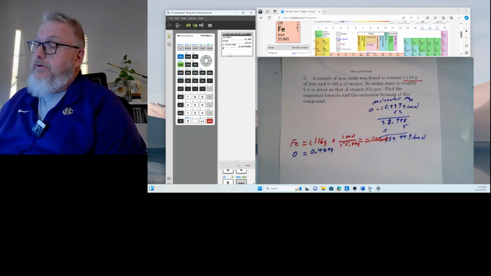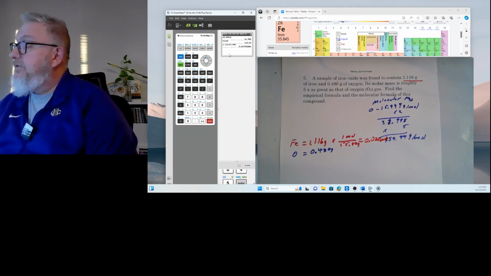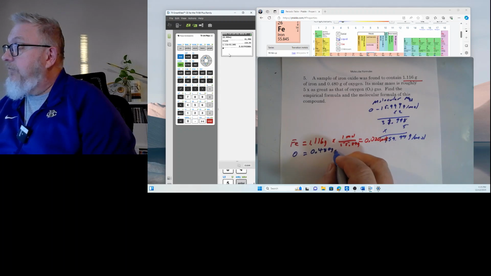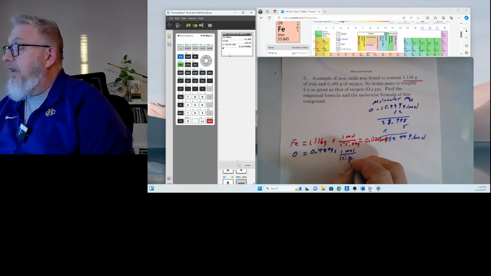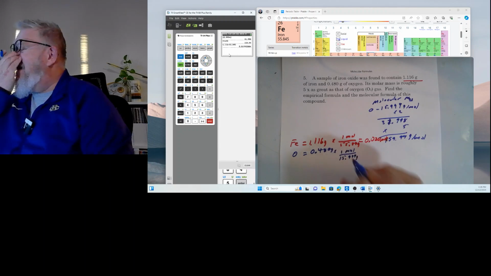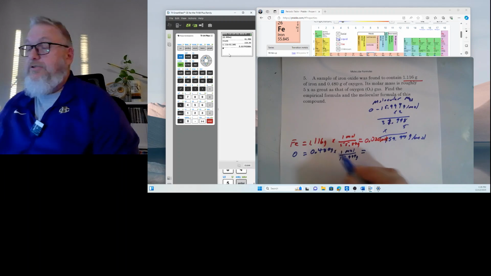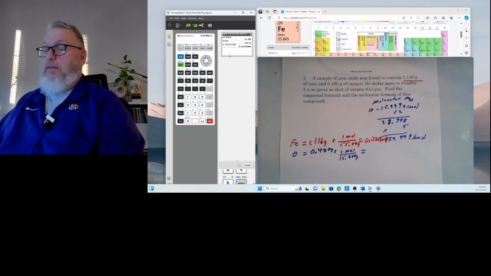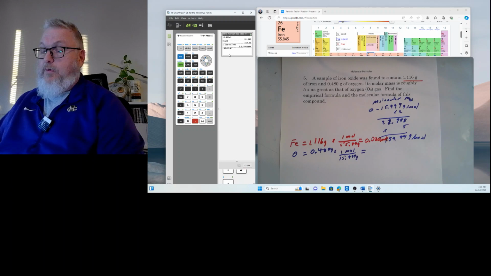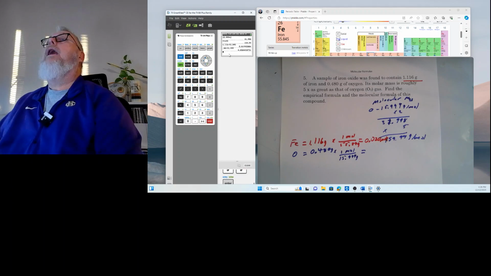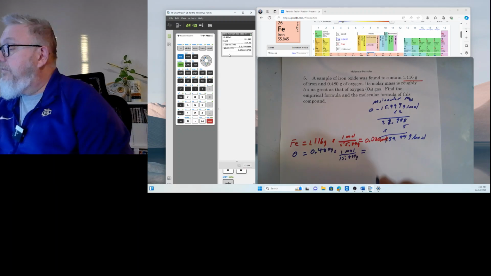Okay, so I've got to do the same thing with the oxygen. Essentially what I'm doing is dividing by the molar mass of oxygen, 15.999 grams per mole. Let's do that real quick. 0.48 divided by 15.999, and I got 0.030.